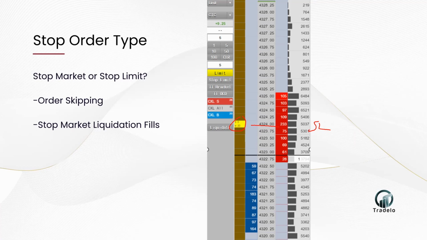If, however, I use a stop market order there and someone comes in and they ultimately buy 24s, so let's use the real example, let's say someone buys 500 contracts at 24s.